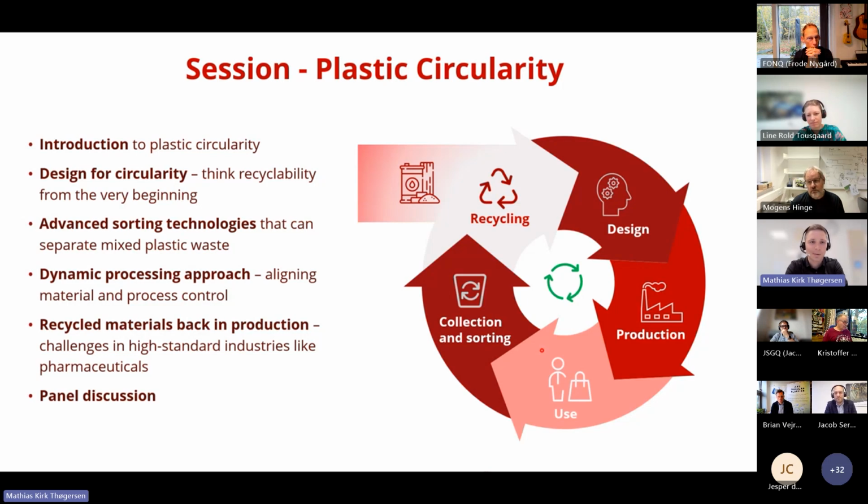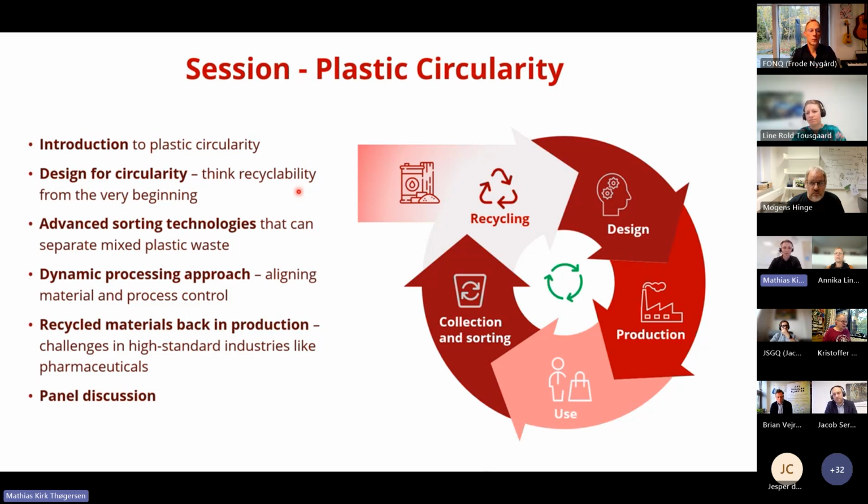My name is Mathias Kirk Thøgersen, and I work here at Danish Technological Institute as a consultant. I'm a chemist by training, and I work in many of these value chain collaborations that we are part of on plastic recycling, where we try to recycle more plastic fractions into higher and higher quality. And that's also, I would say, the headline of this whole session today, which is achieving true plastic circularity.